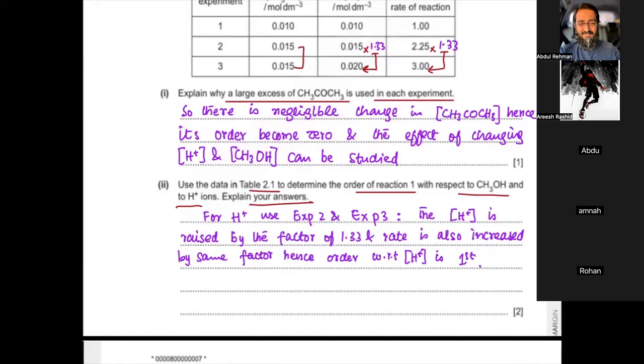No, it's not possible that it's zero. If I divide 0.020 by 0.015, it's 1.33, and 3.00 divided by 2.25, yes, 1.33. So it's a first order.